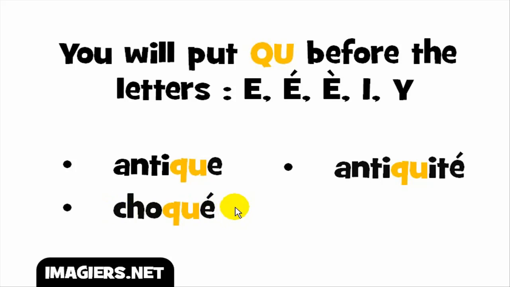The full word goes like choqué, all right? And, well, last example with this E sound, okay? So in that case, you get this E letter, okay? So it goes like qui, all right? And the full word goes like antiquité, okay? Antiquité.